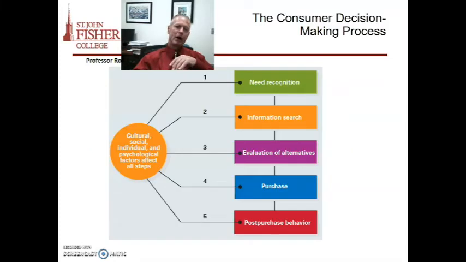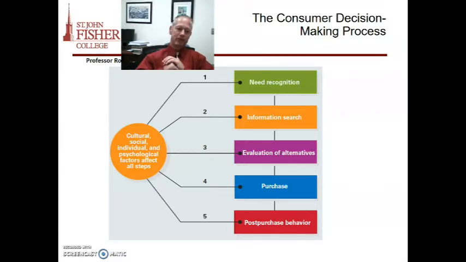So moving on, this is the consumer decision-making process. We have need recognition as the first step. The second step is information search. The third step is evaluation of alternatives. Then we finally purchase or we buy something. And then the fourth step is post-purchase behavior. Most of the chapter talks about these 5 steps in the consumer decision-making process.